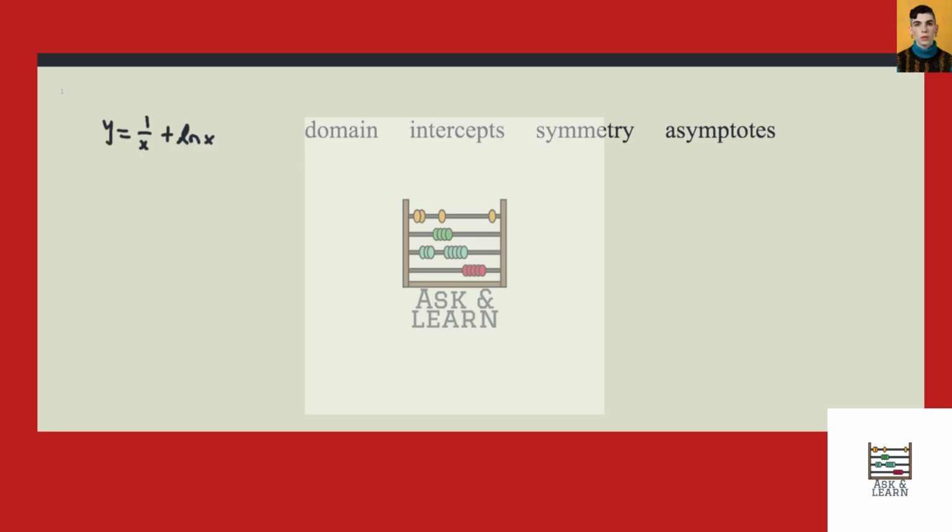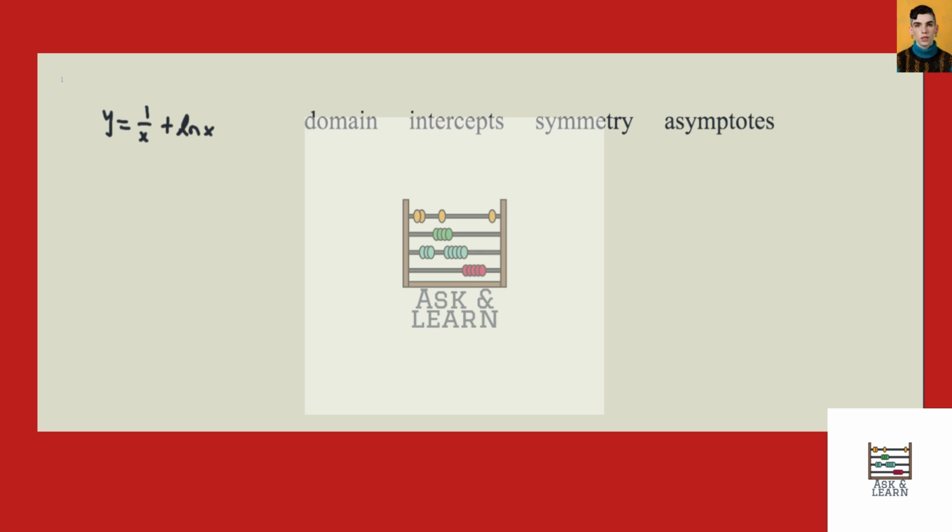So for the domain, we know that it's going to be x is greater than 0, because first of all, x cannot be 0 because of the first part, and the second part tells us that it has to be positive. So x is greater than 0. Intercepts, there are none. Symmetry, there's none.